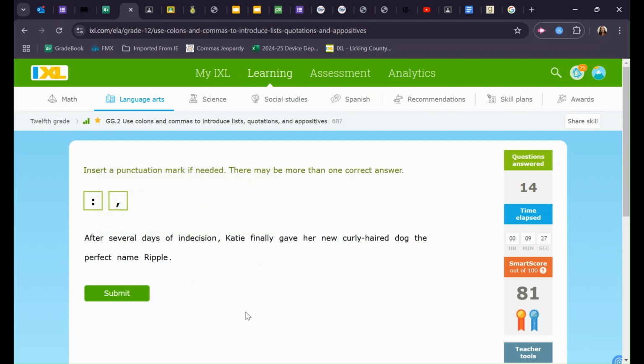After several days of indecision, Katie finally gave her new curly-haired dog the perfect name: Ripple. Now, in my head, I was saying, and here's what it is. And since I can do that, I think a colon is going to work nicely here.